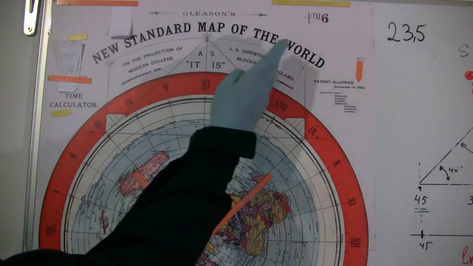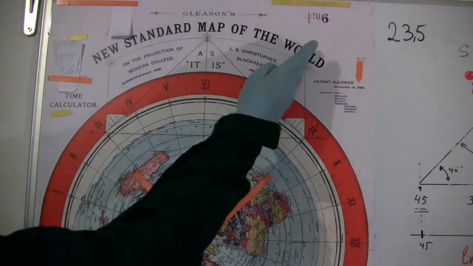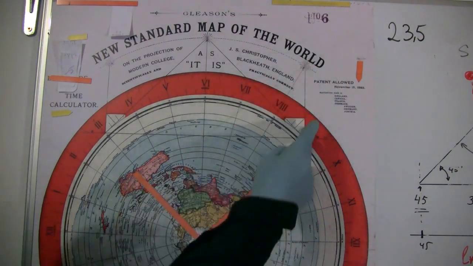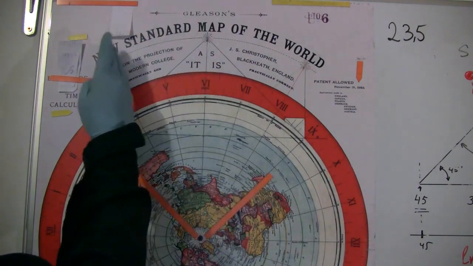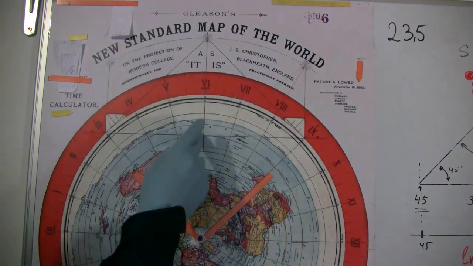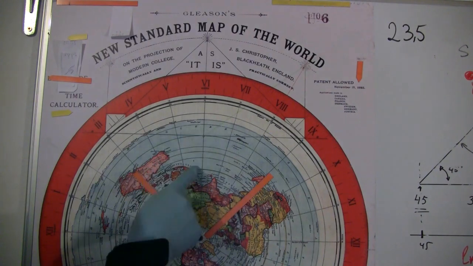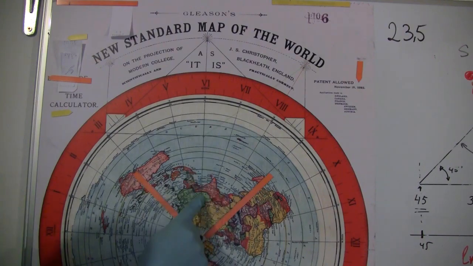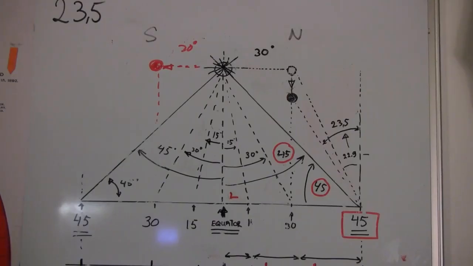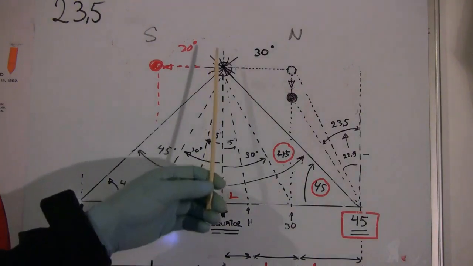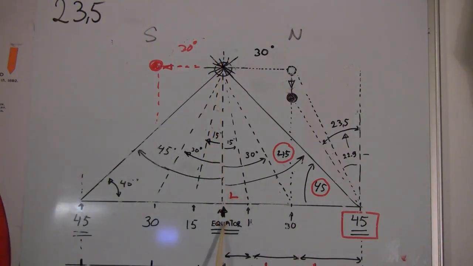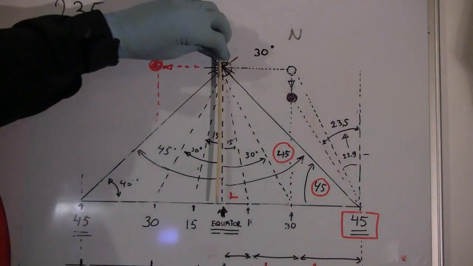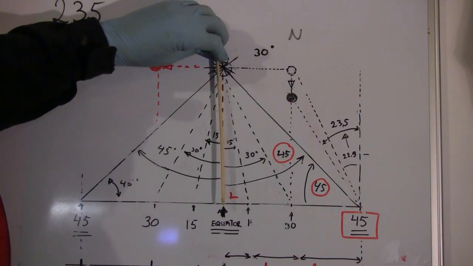So the sun travels 30 degrees until it reaches the summer or the winter solstice. The same on both sides. The center is the equator. So this is the equator. The sun travels between north and the south. This is a quick drawing from the Gleason's map. The sun is at the equator. It's 0 degrees. That's why the equator is 0 degrees.